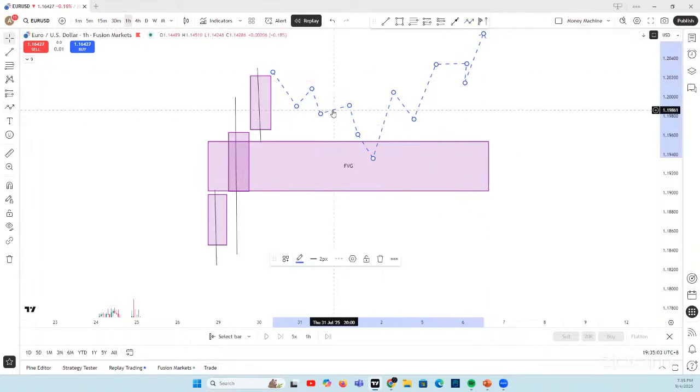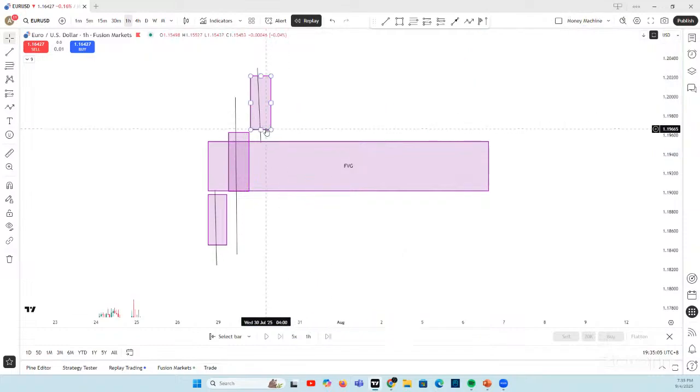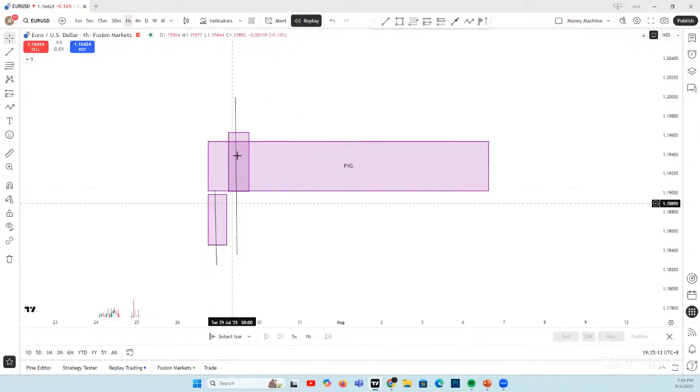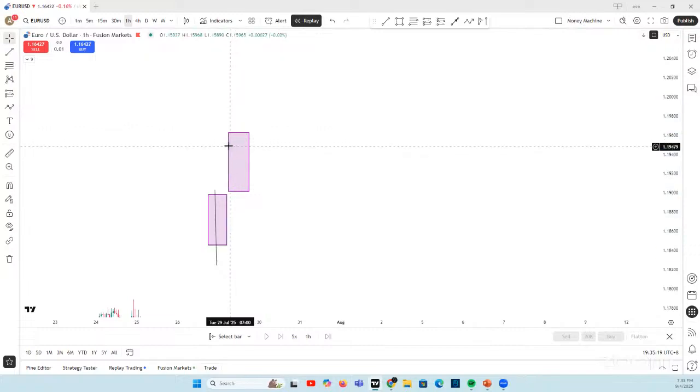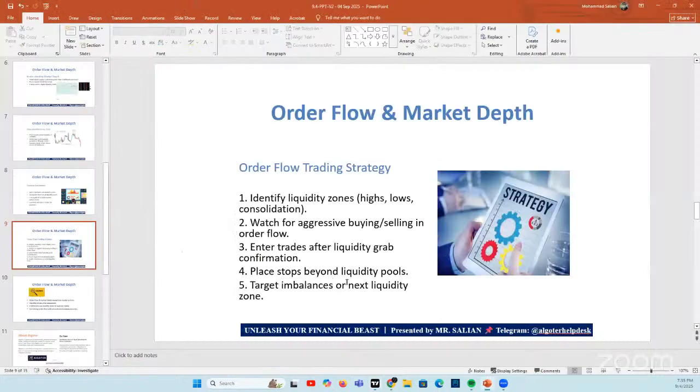I hope you already know about this. FVG, don't forget. Very important. Imbalance, imbalance. There were no sellers participating at that time. Buyers are just pushing the price up, and there is no battle. There is no battle, so there is imbalance. All right.